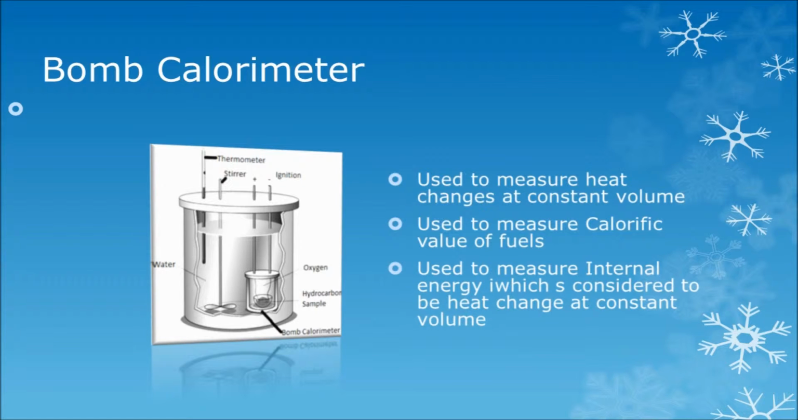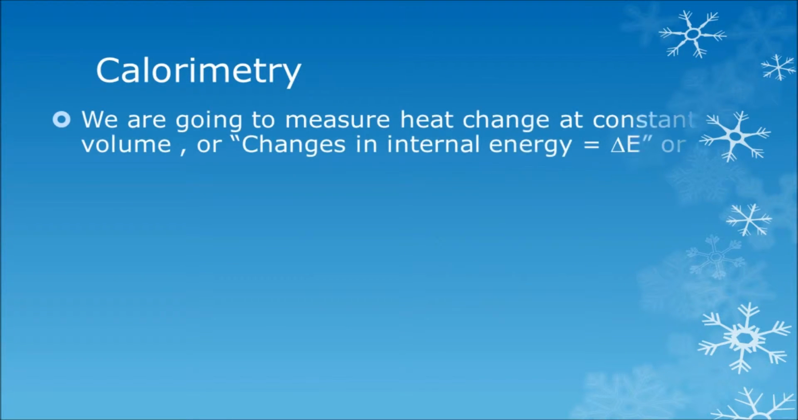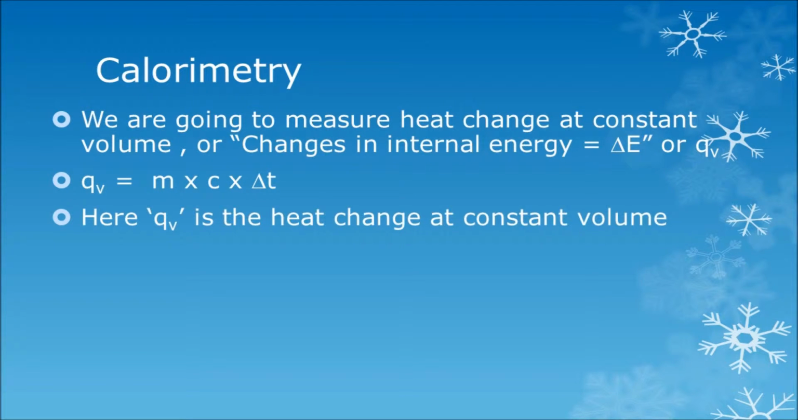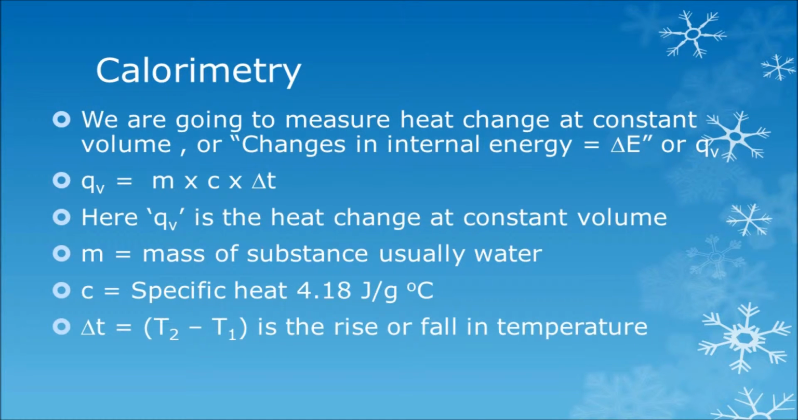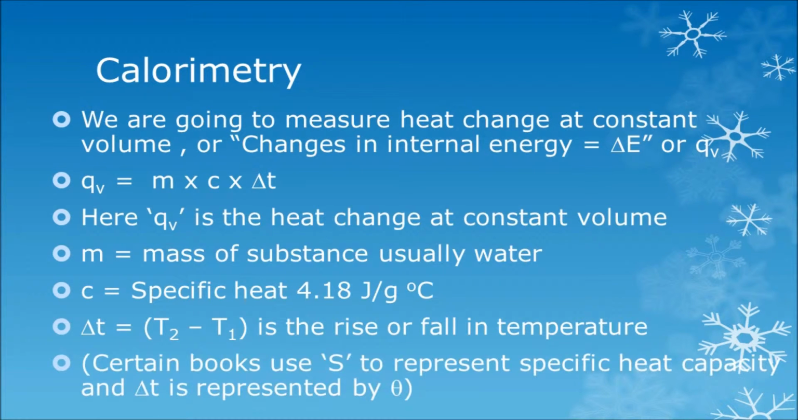Sometimes heat change is measured at constant volume, which is also called internal energy. All these aspects are self-explanatory. So we're going to use the equation QV = mcΔT. Certain books tend to use the letter S for representing heat capacity or specific heat capacity, and ΔT is replaced by theta.